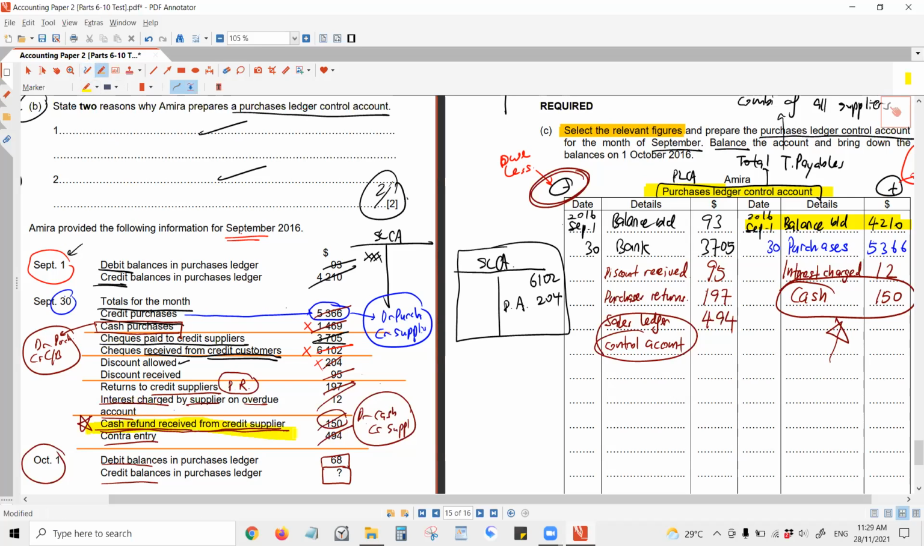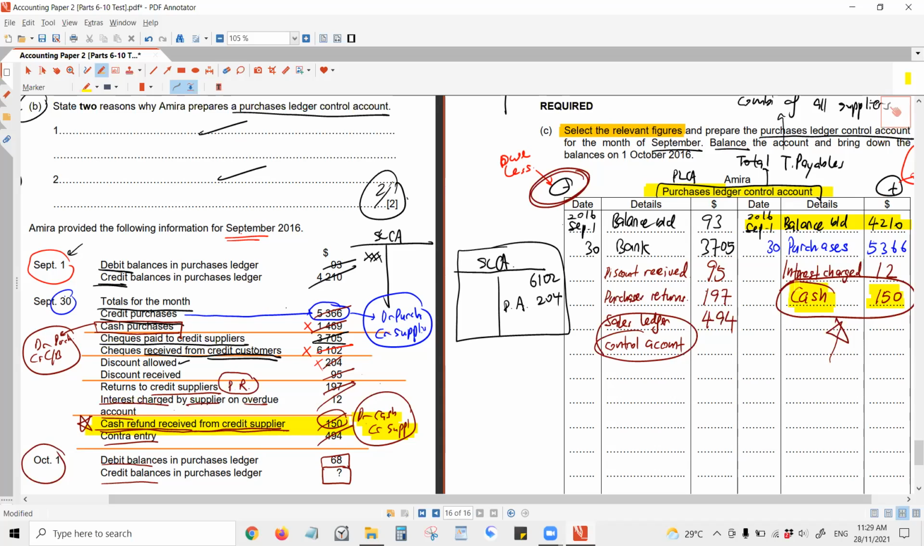Cash refund received from credit supplier. You receive money from the supplier. So debit cash, credit supplier. So we are doing a supplier's account here, right? Therefore, we credit supplier 150. In the detail you write the name of the other account.